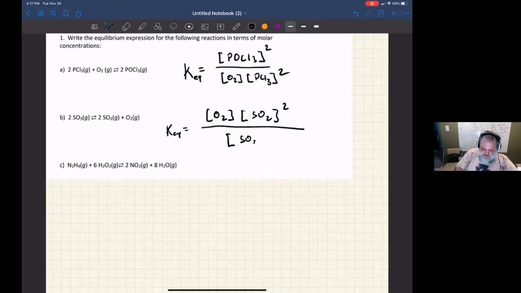Okay, so the next one would be O2 times SO2 to the power of 2 divided by SO3 to the power of 3. And the last one, a little bit more complicated, one more species to deal with. Water is a gas in this case, so it is included.